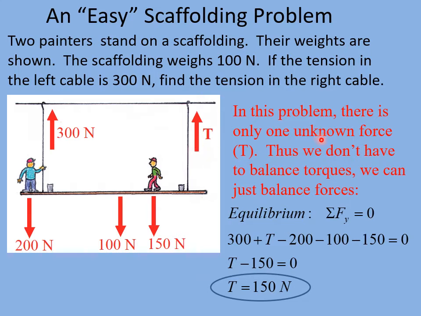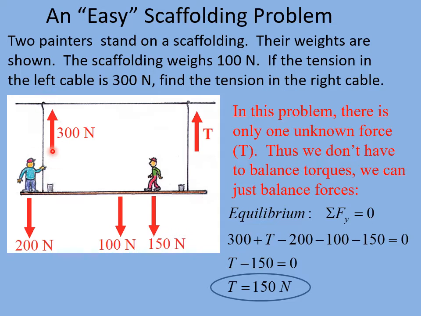So in this problem, there's only one unknown force, and that is this tension right here. We don't even have to balance torques. So this problem is significantly simpler than most scaffolding problems, but it's a good one to start with. All we have to do here again is just balance the forces. So we are in equilibrium, so the sum of all the forces in the y direction is 0. So let's just add them up.